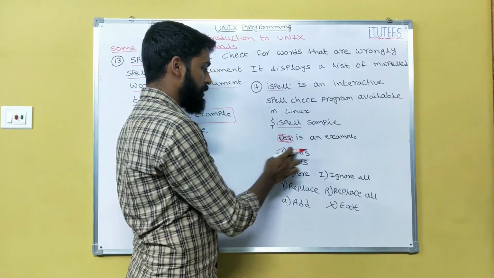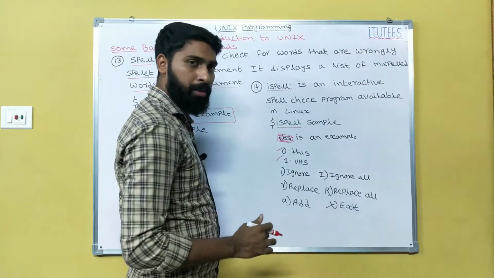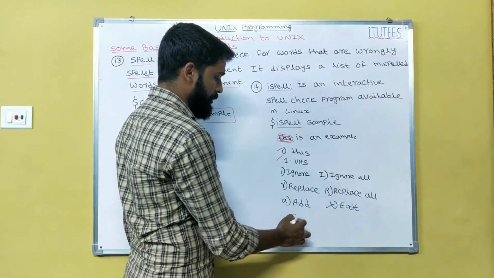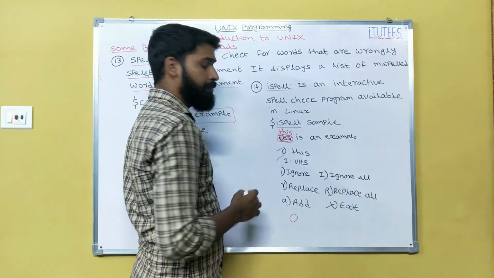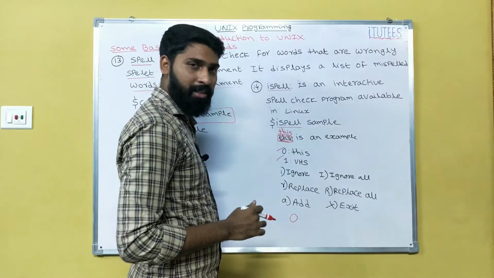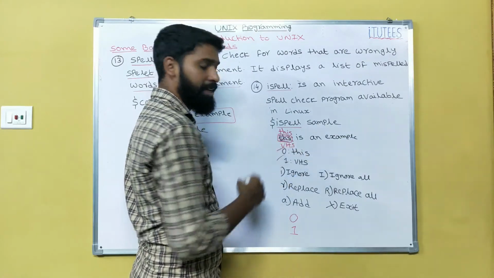So these are the number 0, this, so 1, VHS. So these are the options. So for example, I press 0, then this THS is replaced with THIS. If I press 1, this THS is replaced with VHS.